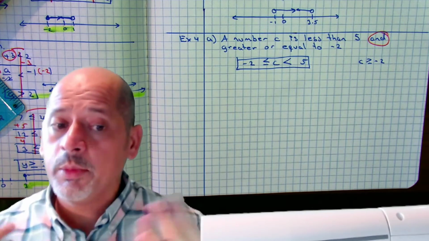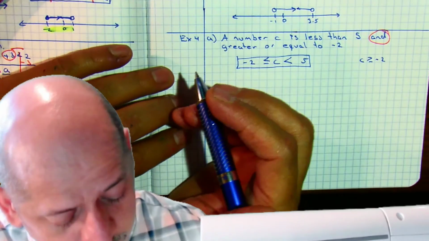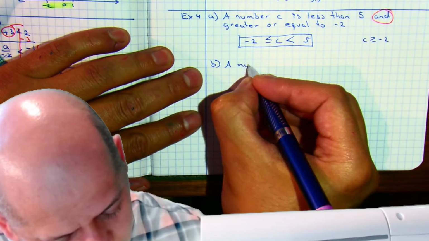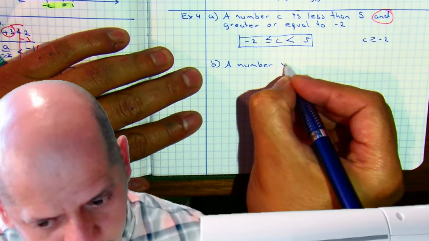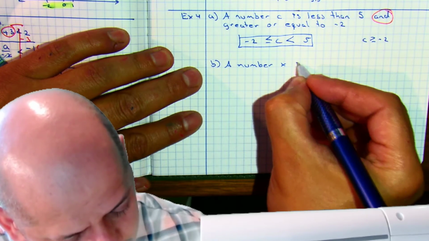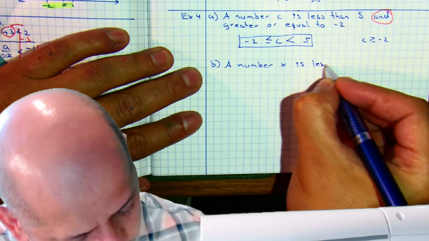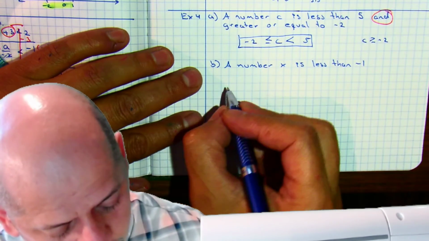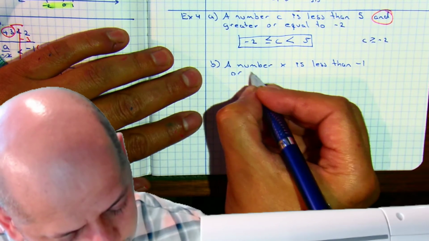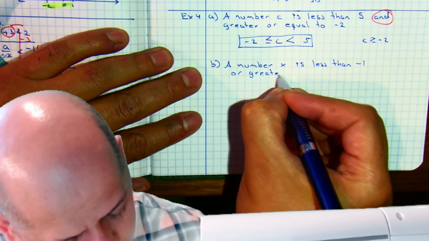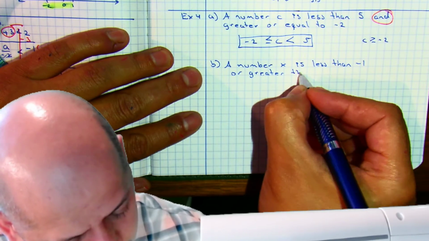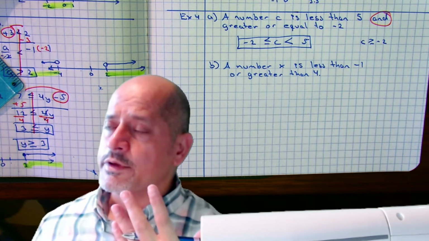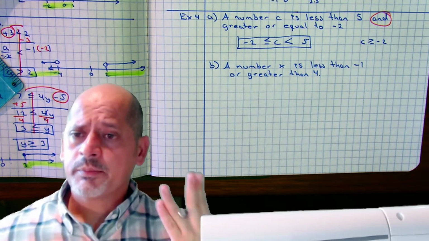Let's try letter B, and that'll be the last example. See if you can do the next one by yourself. B. We have a number x is less than -1 or greater than 4. So first, is this an and? Go and finish copying it. Pause if you need more time.